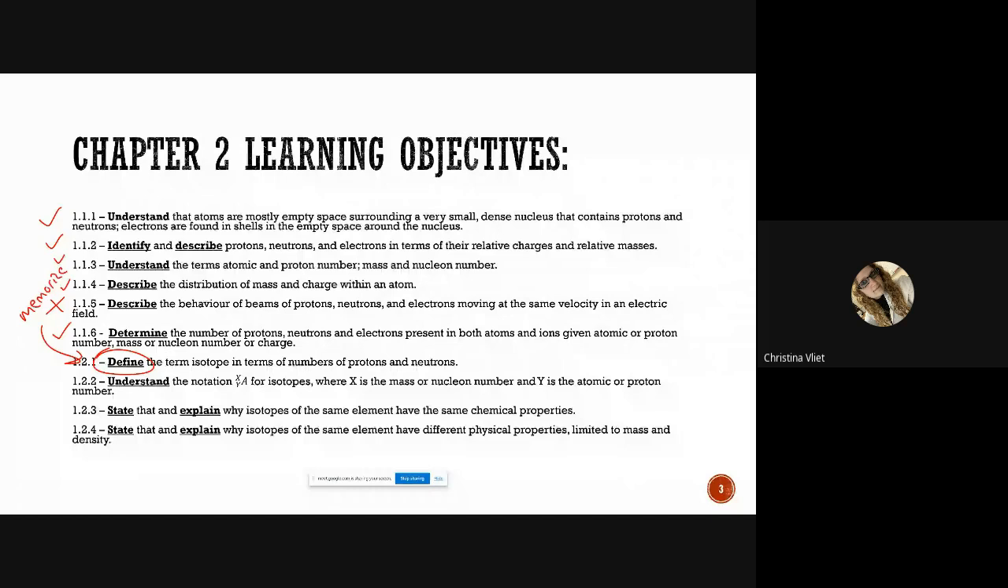Do you know what an isotope is? If you can answer, I'm letting you think about it for a minute. Do you know what an isotope is? Do you remember? Could you say it off the top of your head?